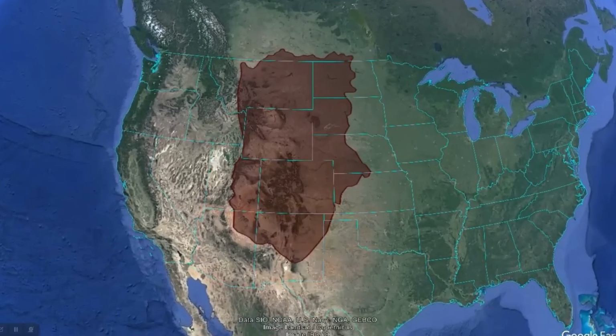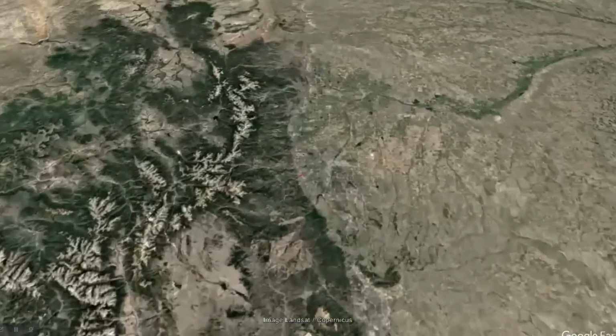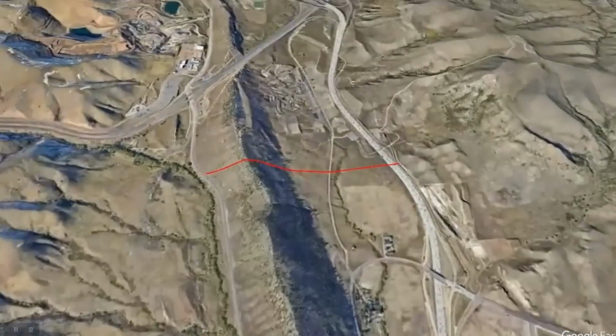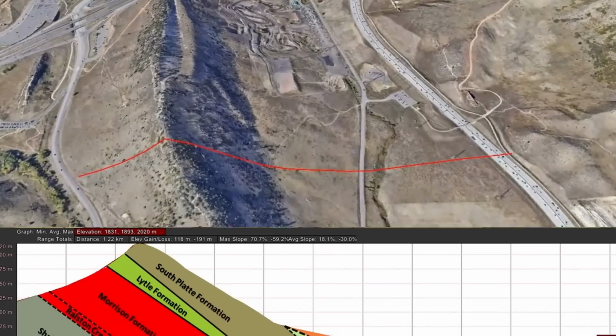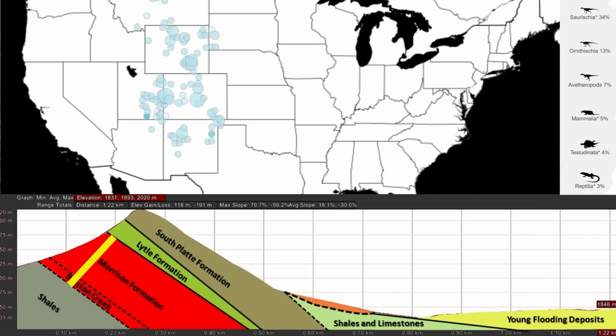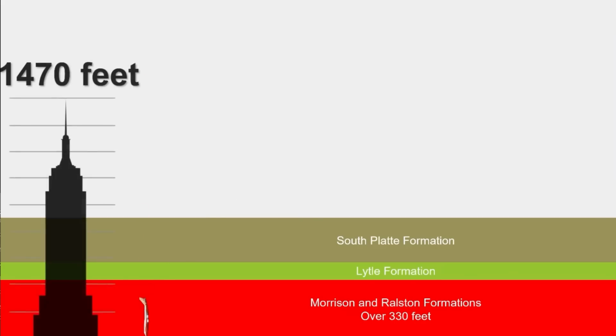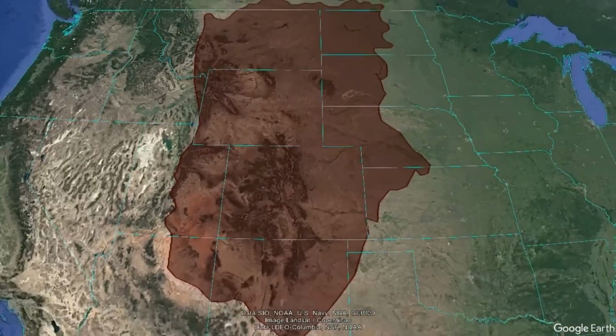Just look at the early flood deposit, the Morrison Formation, that covers 700,000 square miles and incorporates 13 states. This formation alone is over 300 feet deep and is filled with millions upon millions of dead land and sea creatures. Just look how this formation stacks up against a 747 jet and the Empire State Building. And remember, this formation stretches across 13 states.